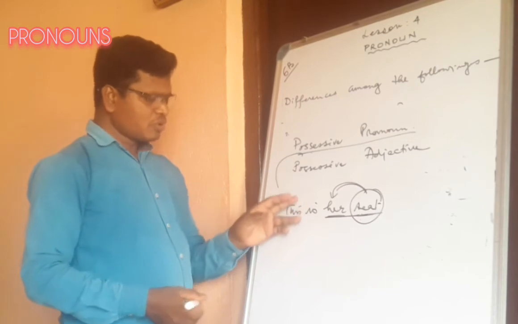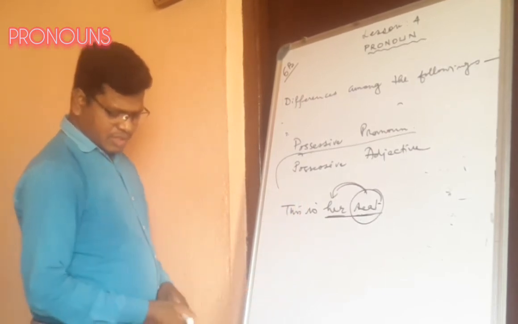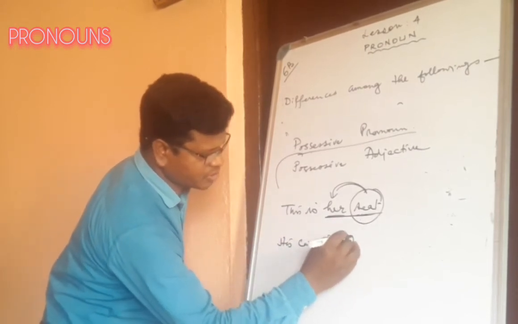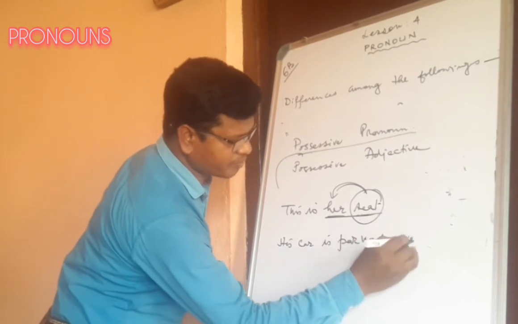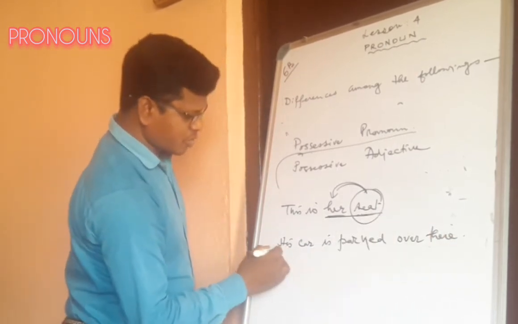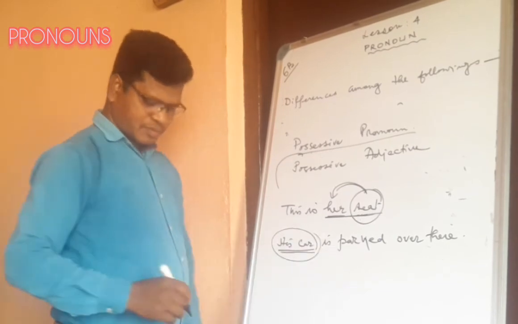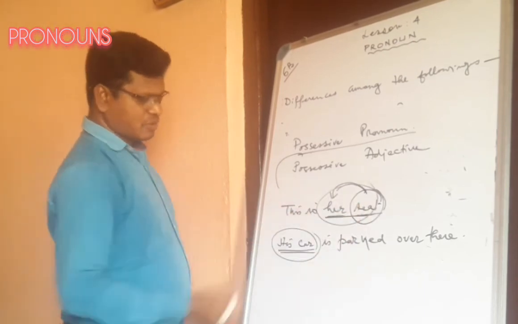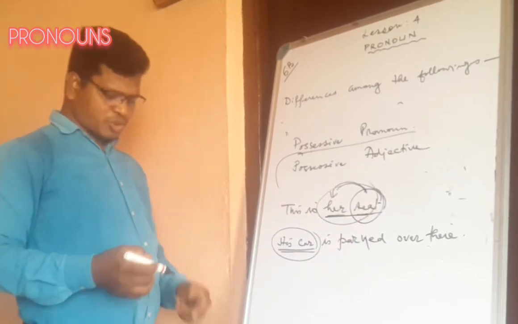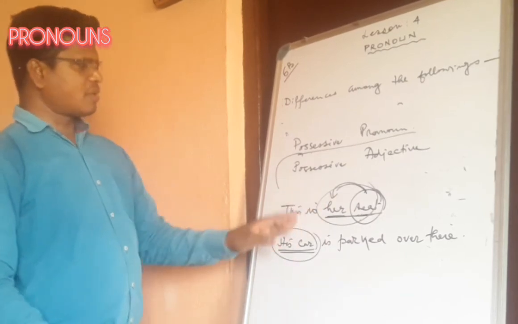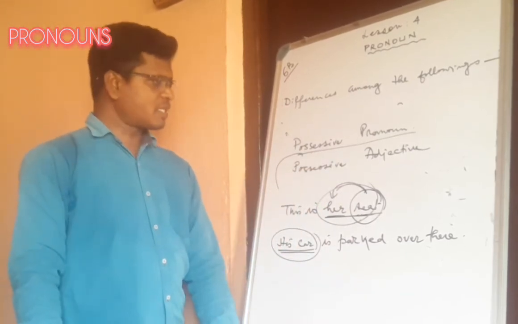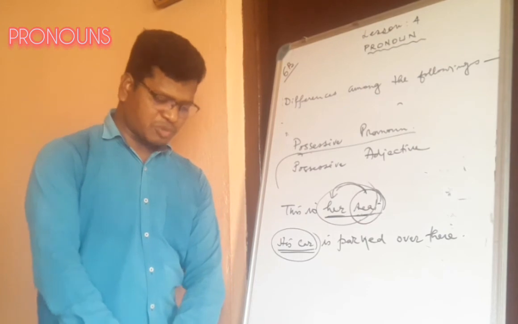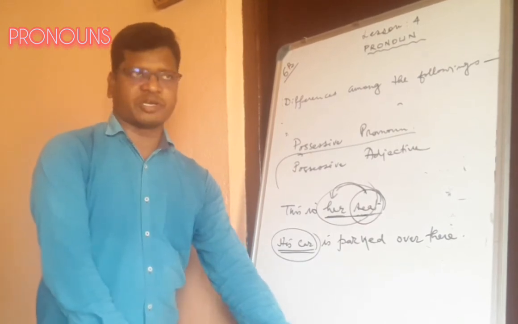For the examples, let's see. His car is parked over there. Here you see his car, it is together, isn't it? Similarly, another example, I have already written her seat here also. So this clearly shows that this is an example of a possessive adjective. And the other one, as I have told you earlier, the possessive pronoun, talks about belonging.